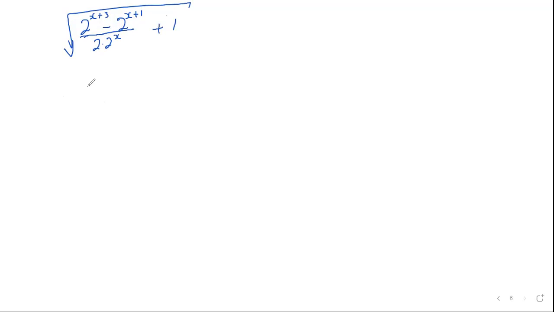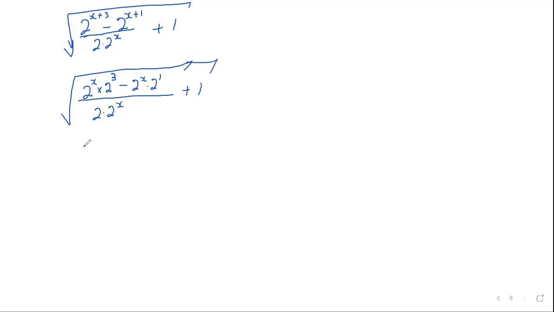Now let's distribute that. That is 2^x multiplied by 2 to the power 3. If the bases are the same, we add the exponents. Minus 2^x times 2 to the power 1, which is 2 multiplied by 2^x, plus a 1 there. 1 is under the square root sign as well.